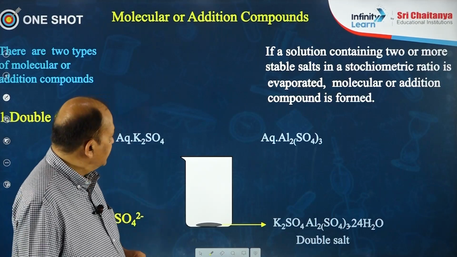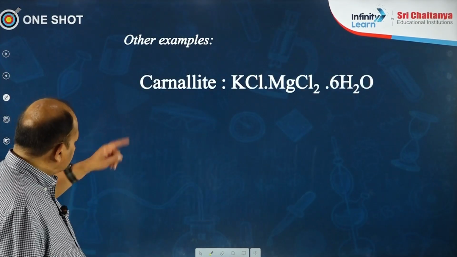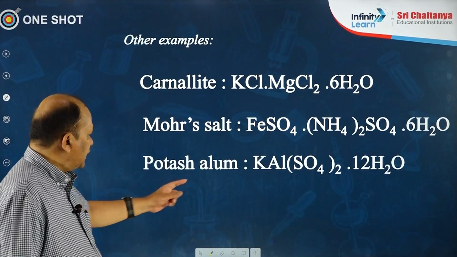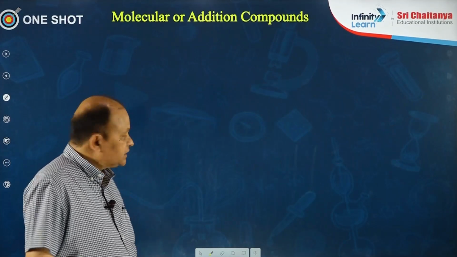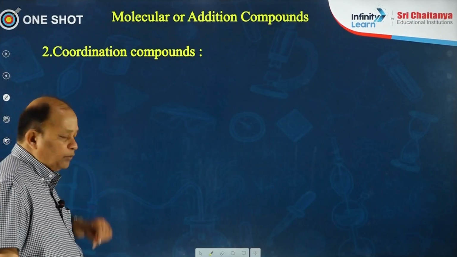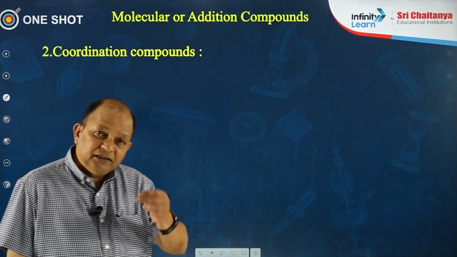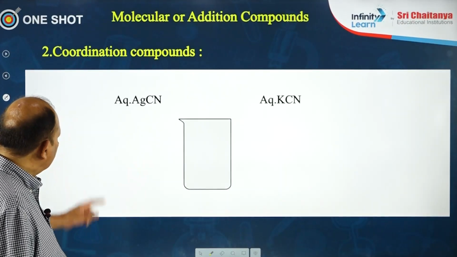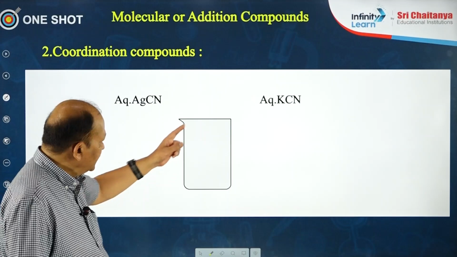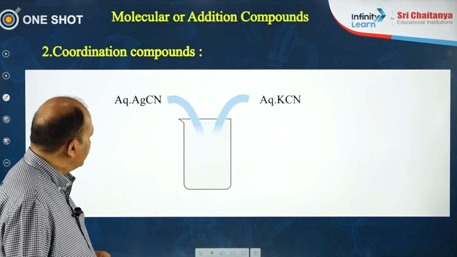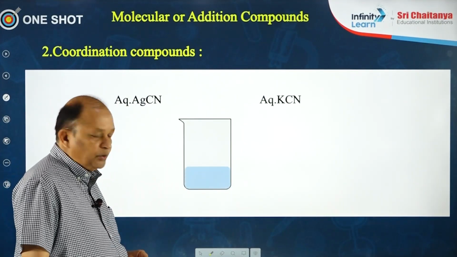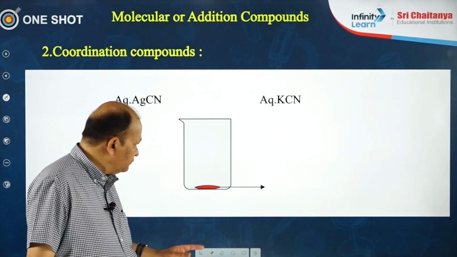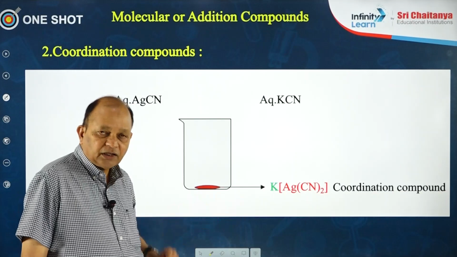Here you can see some other examples like carnallite, Mohr's salt and potash alum. The second category is coordination compounds. These are also prepared in a similar manner. Look here, in a beaker, aqueous AgCN and aqueous KCN are added. This solution is evaporated, and the result is the formation of a complex compound or coordination compound.